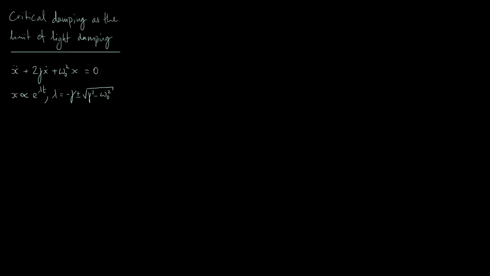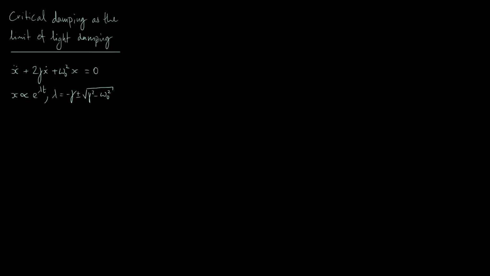Hello everyone. What I'd like to do now is follow on from where I left off in my previous video, in which I started from the heavily damped solution to the equation of motion for a harmonic oscillator, and took a limiting case of that to show how we can derive the critically damped solution. And now in this video I'm going to start from the lightly damped solution, and again take a limit of that, and show how we can recover the critically damped solution from the opposite direction.